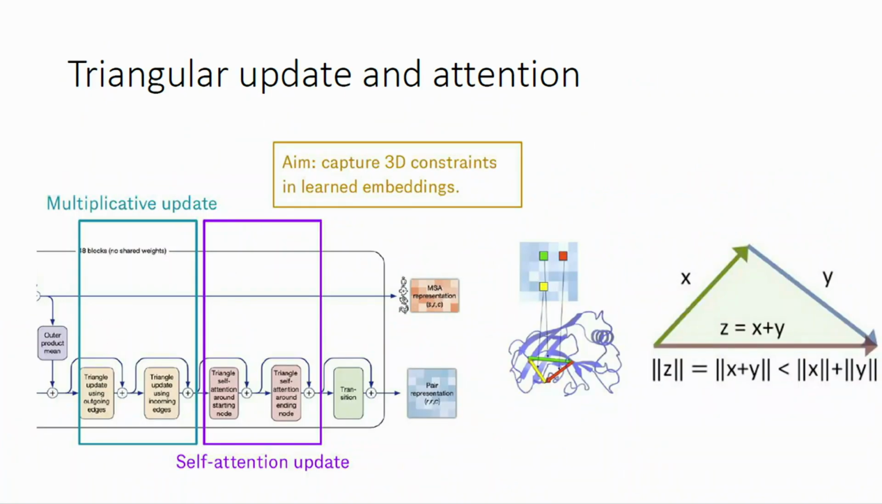And the triangular update and attention is basically doing additional message passing and attention on this pair representation, where we try to enforce these triangle inequalities.